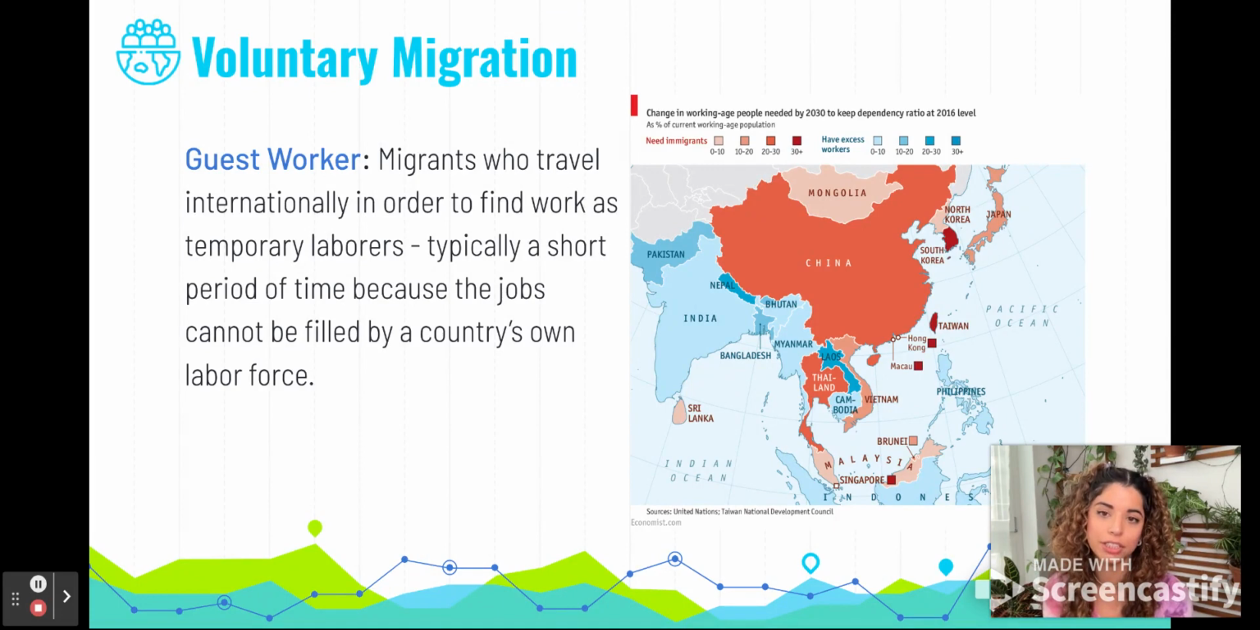Then we have guest workers. These are people who travel internationally. Typically, this is arranged between the two governments through guest worker programs. And then they find work as temporary laborers. Usually these are short periods of time because these jobs aren't able to be filled by the country's own workforce. So let's say construction work, areas that suddenly need to build big projects, then that might be extended to guest workers, or if there's some sort of shortage.